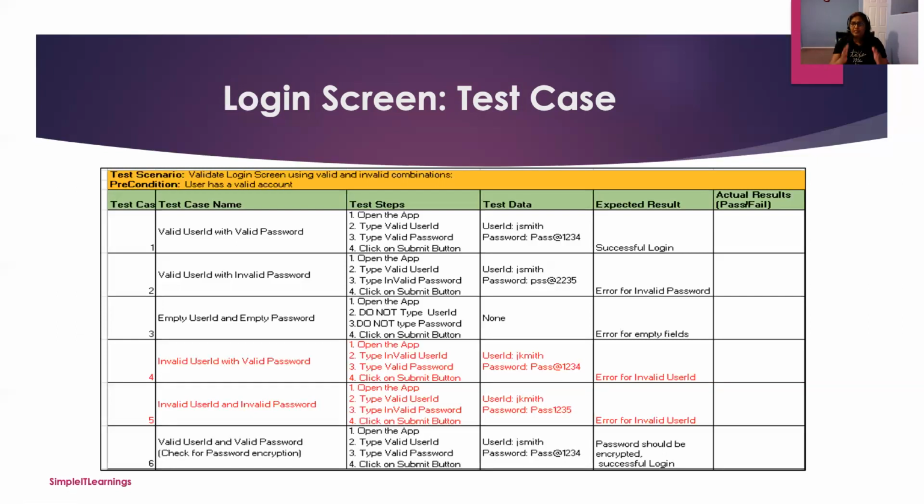And if it fulfills the same way, then your actual results would be pass. As you would be seeing in this example, I have these two in the red here. And the reason I have red here, in the previously I talked about, think about it, because I know that the scenario is using valid and invalid combination.